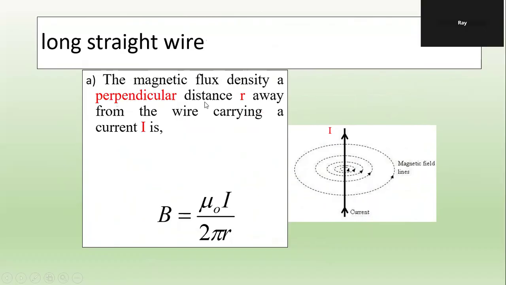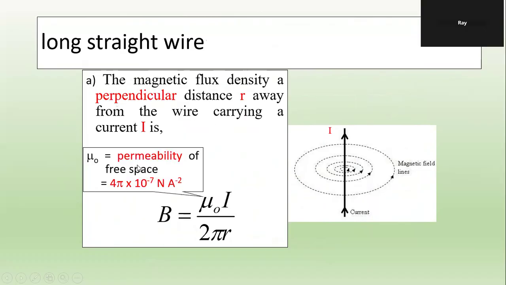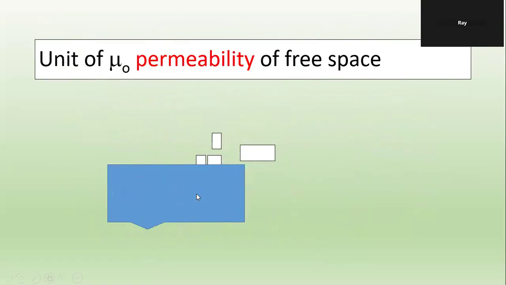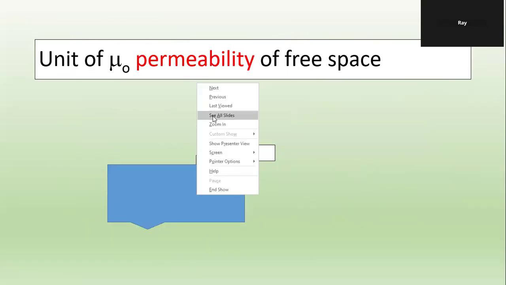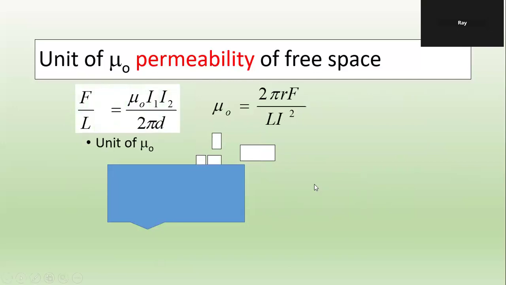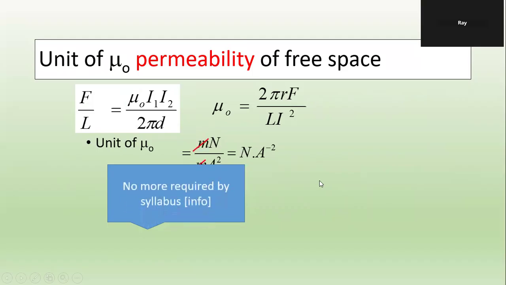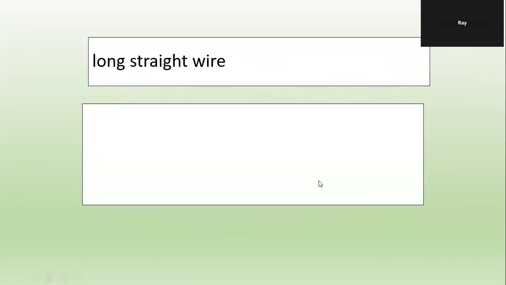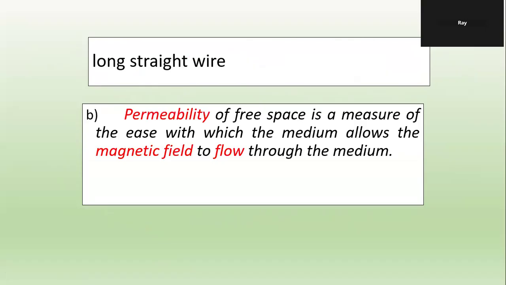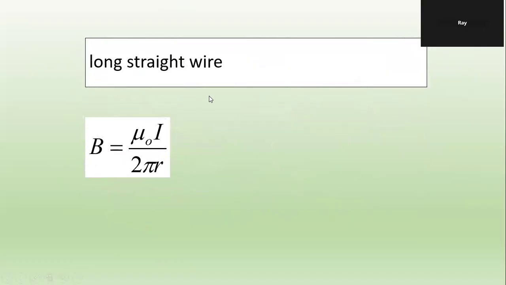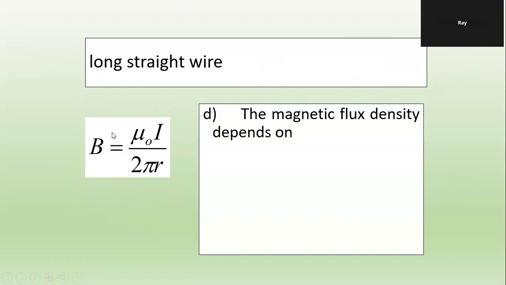Magnetic flux density is perpendicular to the distance r away from the wire carrying a current I. As I said, no need to worry. I think the syllabus doesn't mention this anymore, so you don't need to know the formula or how to use it. I won't bother about this one. No need to know that also. As I said, no need to worry about the formula.